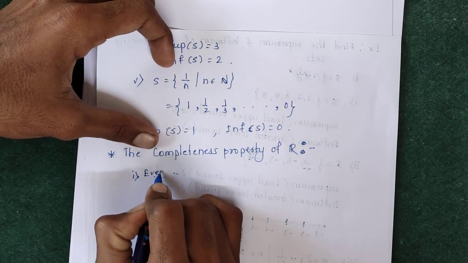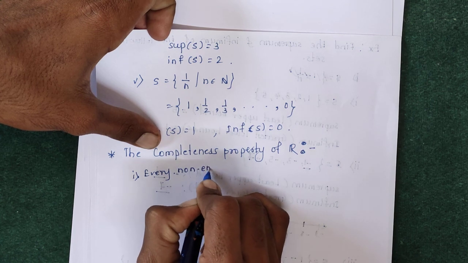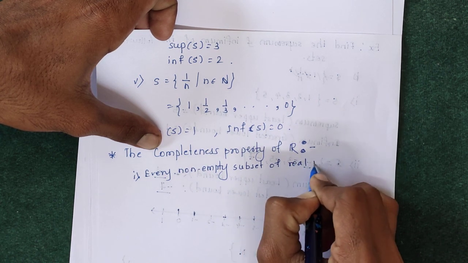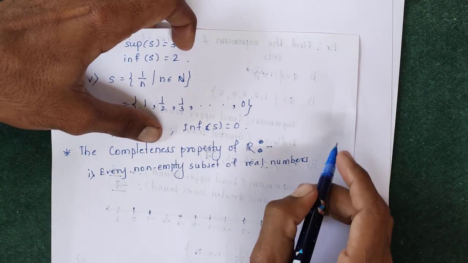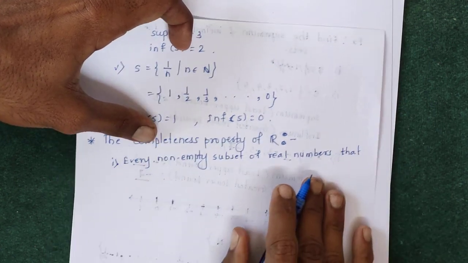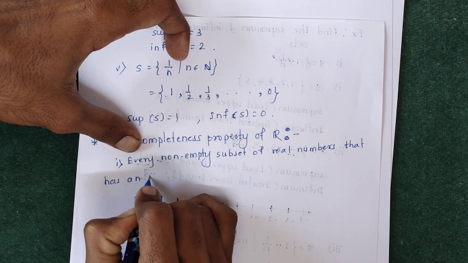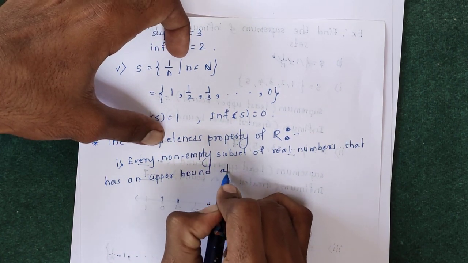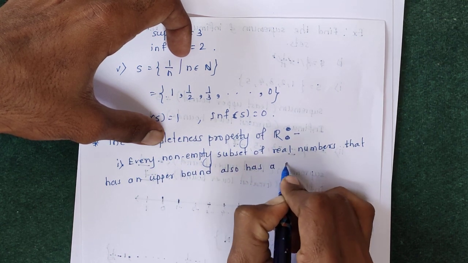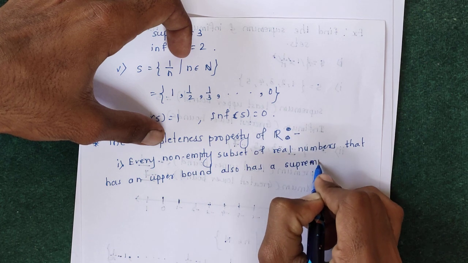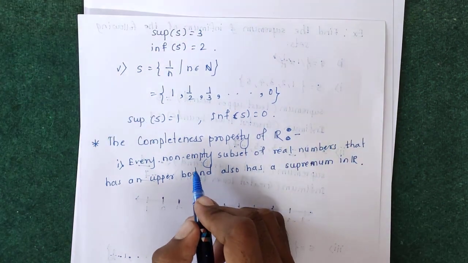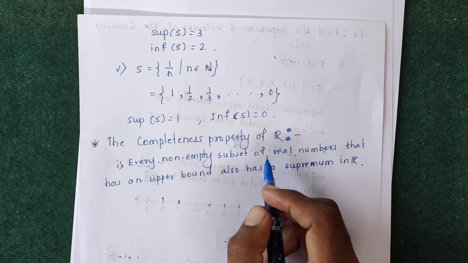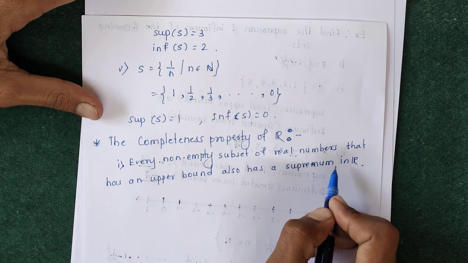So the first property is: every non-empty subset of real numbers that has an upper bound also has a supremum in R. That is, every subset of R which is bounded above, that is the subset of R which has an upper bound, has a least upper bound, that is, it has a supremum.